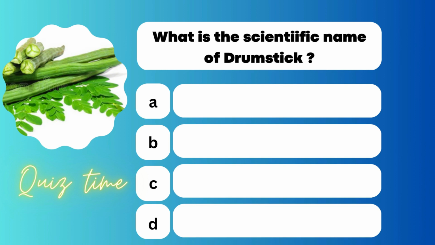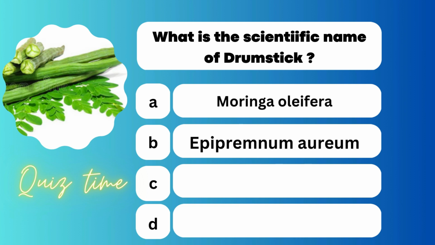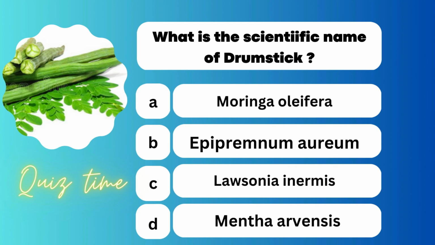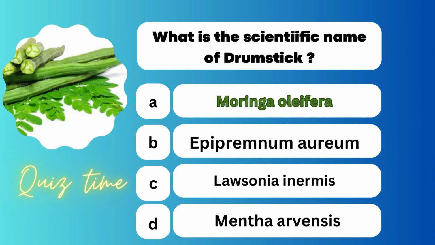What is the scientific name of drumstick? A. Moringa oleifera. B. Epipremnum aureum. C. Lawsonia inermis. D. Mentha arvensis. The answer is A. Moringa oleifera.